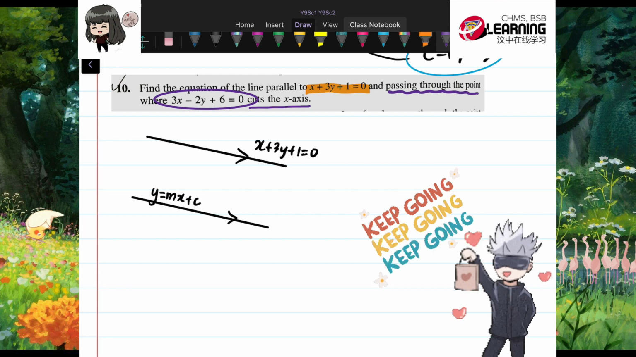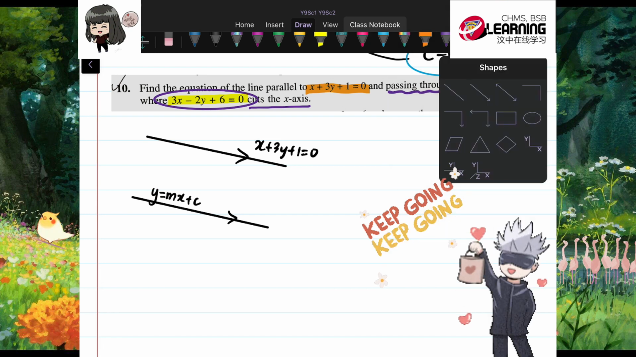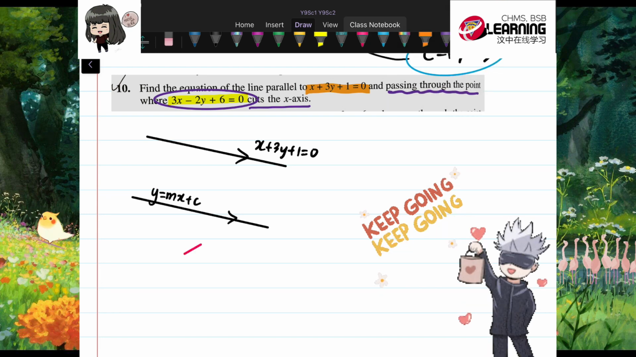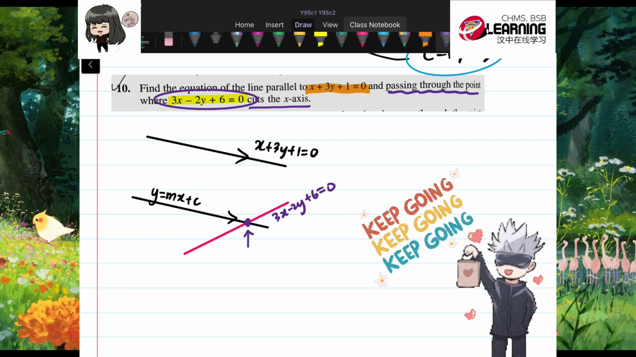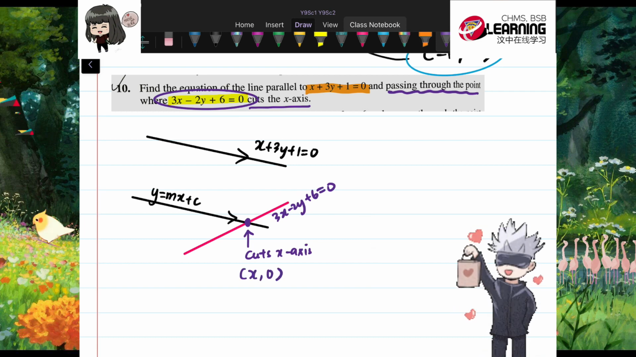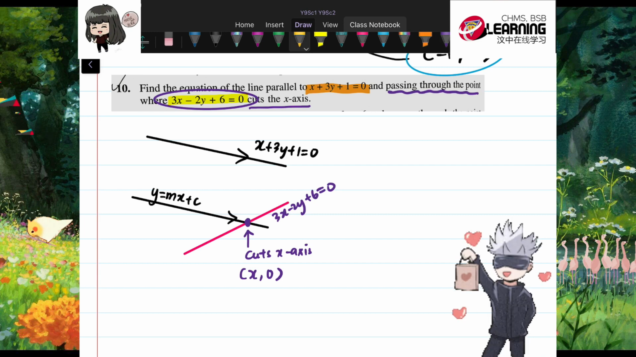So this equation here, I will roughly draw a line like that. This one is 3x minus 2y plus 6 equals 0. And it cuts the x-axis. What do you understand about cutting the x-axis? Cut x-axis means it's an (x, 0) coordinate, where your y is actually equal to 0. Note y equals to 0.